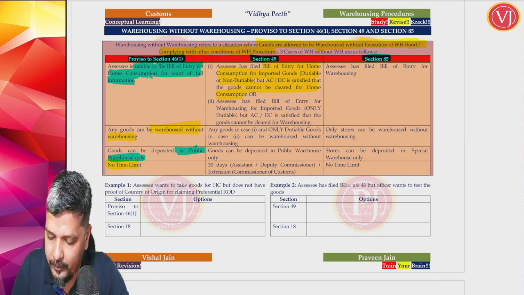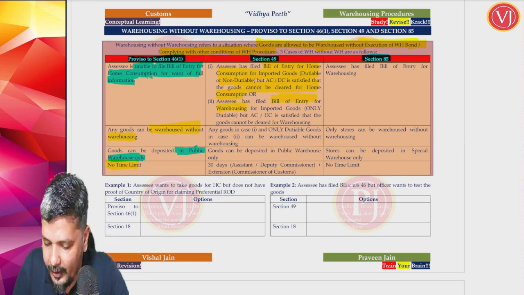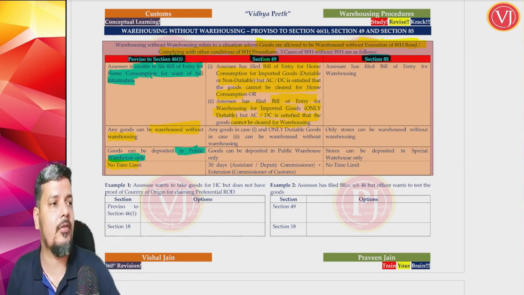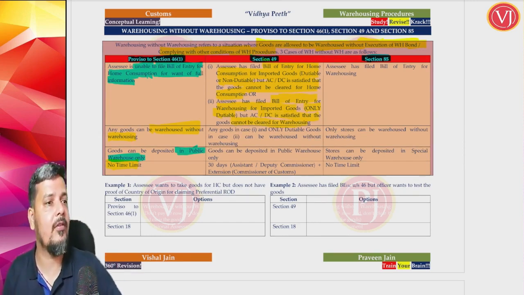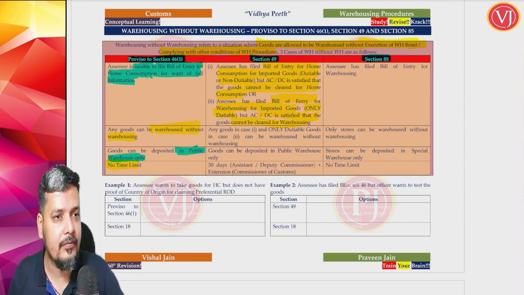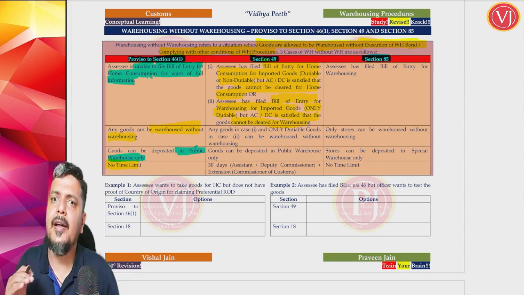Or another situation, assessee has already filed bill of entry for warehousing, which is allowed only for dutiable goods, but ACTC thinks that they cannot be taken for warehouse. Might be ACTC feels that the goods are smuggled goods or the goods are not at all dutiable goods. So assessee here has done his work.